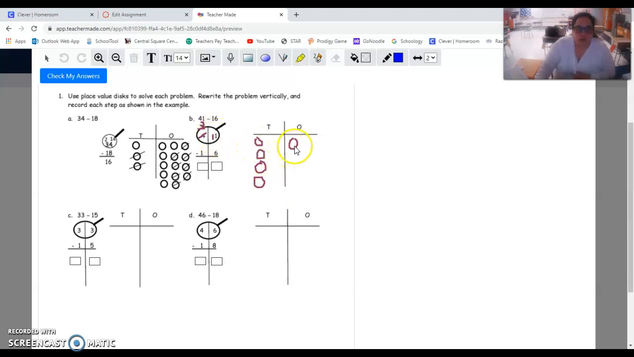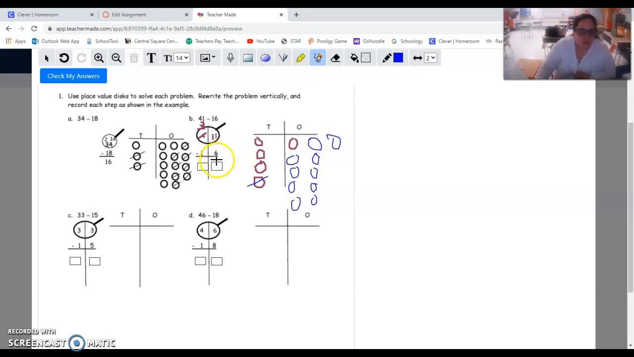So I drew 41 here. So what you'll need to do is unbundle a 10. So you cross out a 10 and you add your 10 ones. So there's 4, 5, 6, 7, 8, 9, 10. Now you can solve the problem.